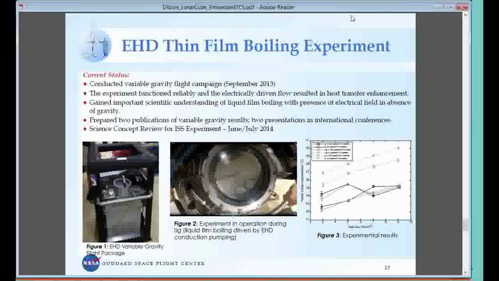This experiment, we actually did go to the science concept review. We got what I am taking as a positive report. They recommended strongly that we go forward with the experiment. Headquarters has to do their magic and let us know. In the meantime, we'll wait. So if I go to the next chart, please.